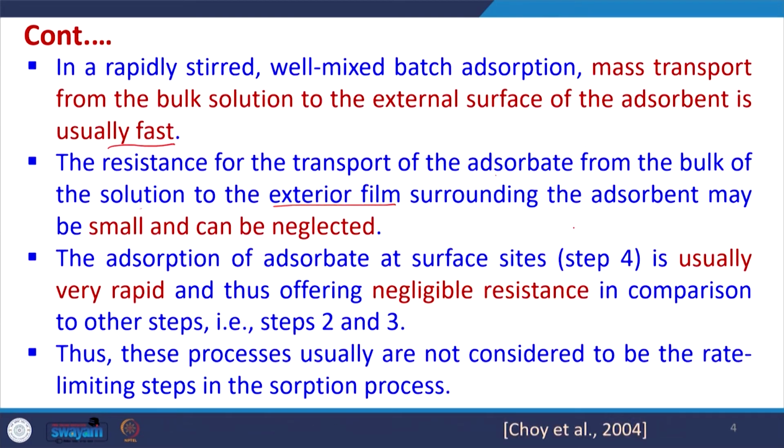Now, if we have a rapidly mixed batch system, the film will be less in thickness. So, that means the molecule has to diffuse only a very small distance. So, that means the film diffusion will also be faster as compared to the pore diffusion. So, under that condition, the pore diffusion may be the rate controlling step. So, either second step or third step, they may be rate controlling.